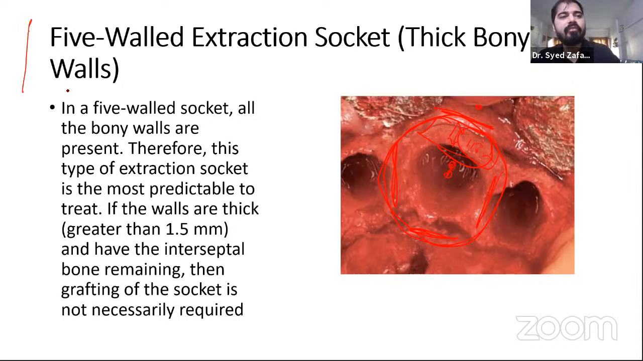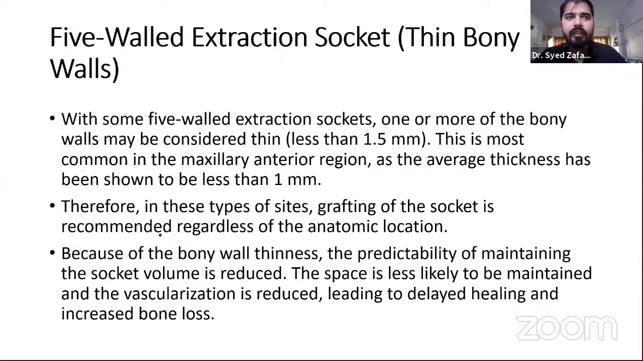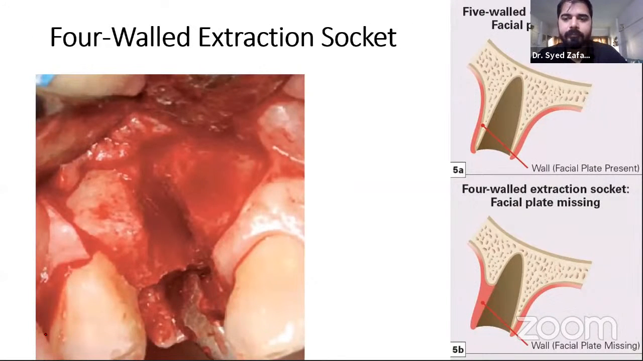Okay, we will go on to the 5 wall socket. All walls are intact, and all walls are greater than 1.5 mm. No need for grafting. This is the ideal situation for placement of an implant. If there are 5 walls, but any wall is less than 1 mm, then you need bone grafting.